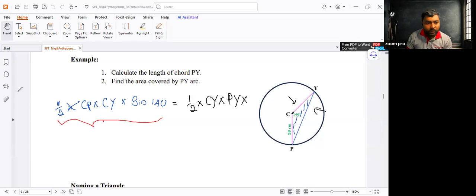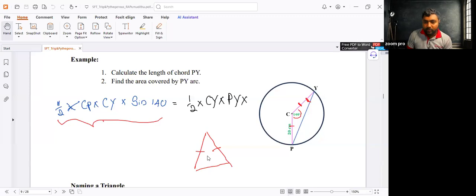So what is the angle in here then? What is the CYP angle? Can you guess? No need to guess, you can get the direct answer. If this is 140, you know this side and this side are equal. That means this is an isosceles triangle.